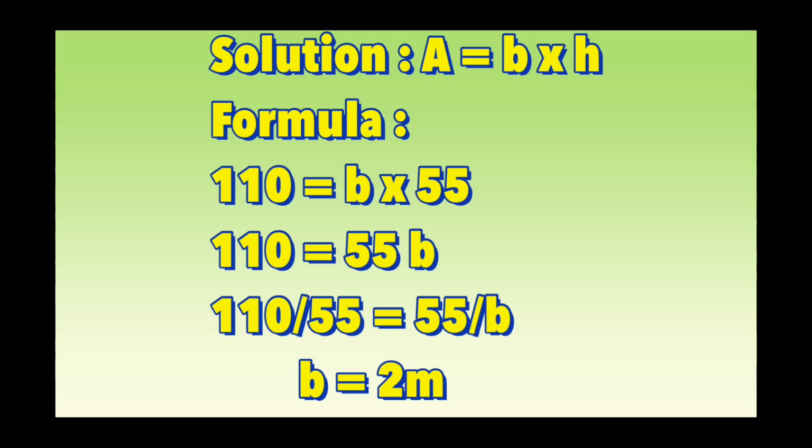And then since we're computing for the value of B, we have to eliminate the 55 by dividing both sides by 55. So 110 divided by 55 equals 2. And 55 divided by 55 is 1 times B equals B. So the base now is 2 meters.